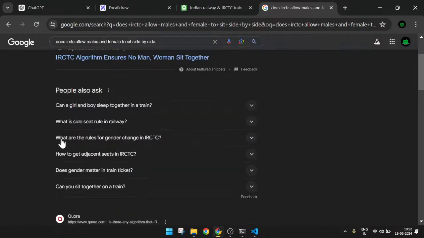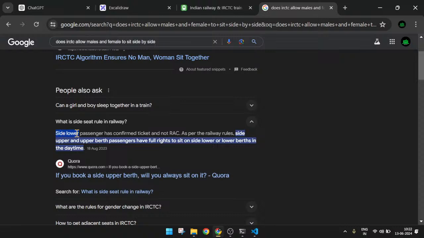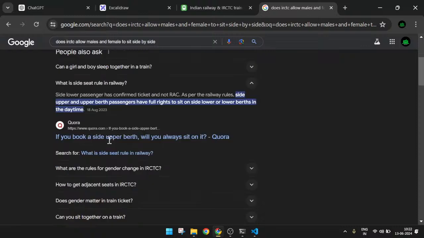Oh my god, this is not. What is side seat rule in railway? Side lower passenger has confirmed ticket and not RSA. As per the railway rules, side upper. This are all.